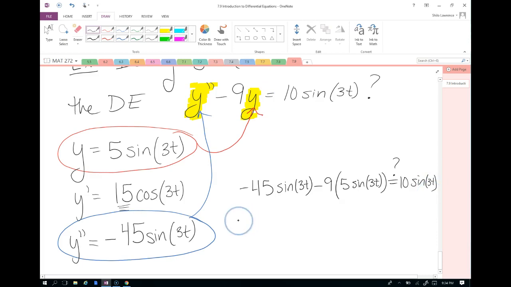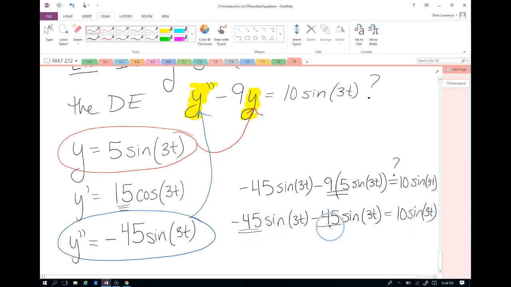So from here it's just some algebra. We've got some multiplication we can do here. So negative 9 times 5, that's going to be negative 45. And these are like terms. They both have sine 3t in them. So we can combine their coefficients and consolidate it down to a single term. I've got negative 45 of them, and I'm minusing 45 more. That's going to give me a total of negative 90 sine 3t. Is that equal to 10 sine 3t?